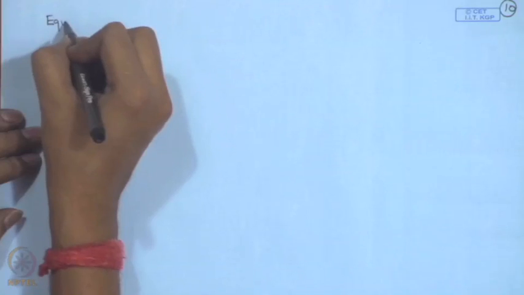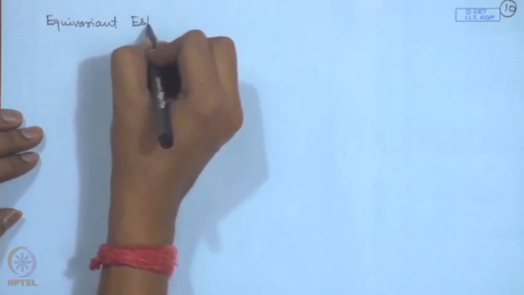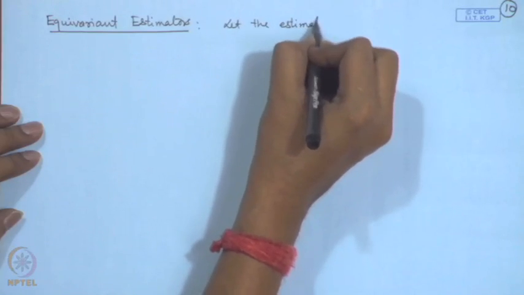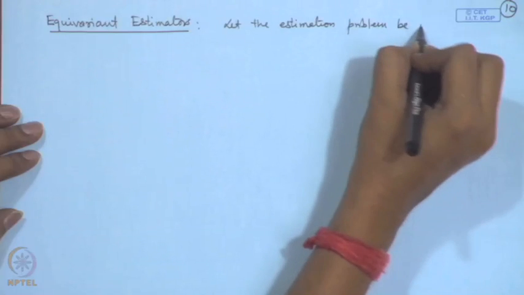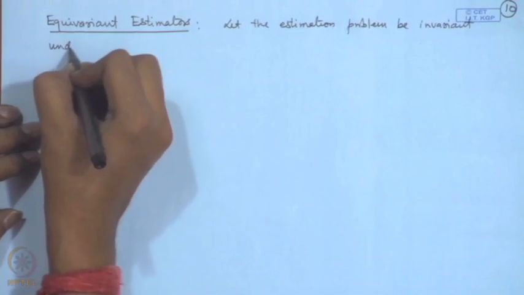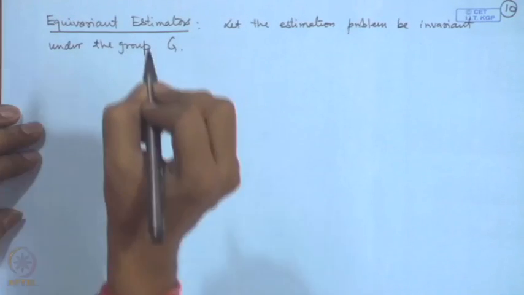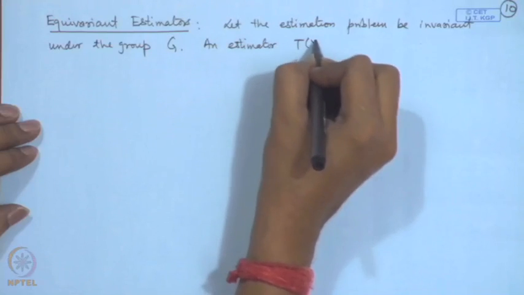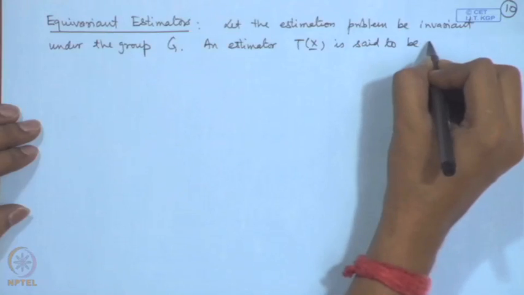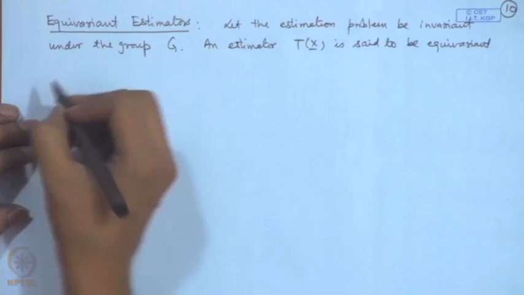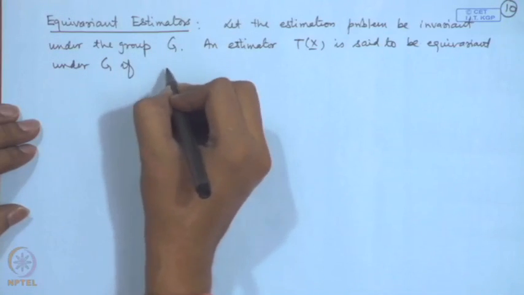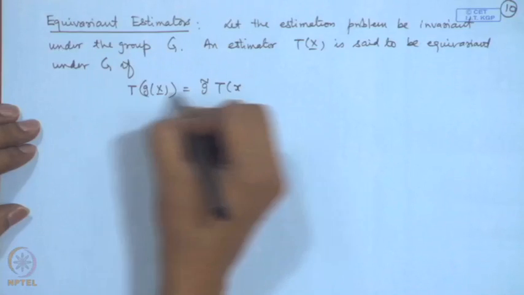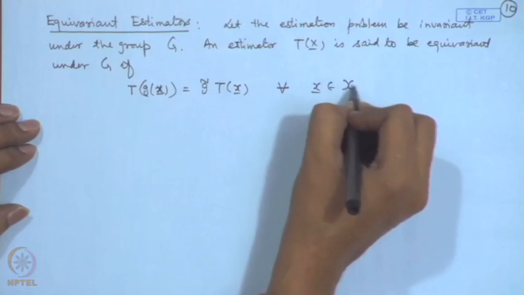Now, we define equivariant estimators. Let the estimation problem be invariant under the group G. Then an estimator T(x) is said to be equivariant under the group G if T of G(x) is equal to G tilde of T(x) for all x, for all G.